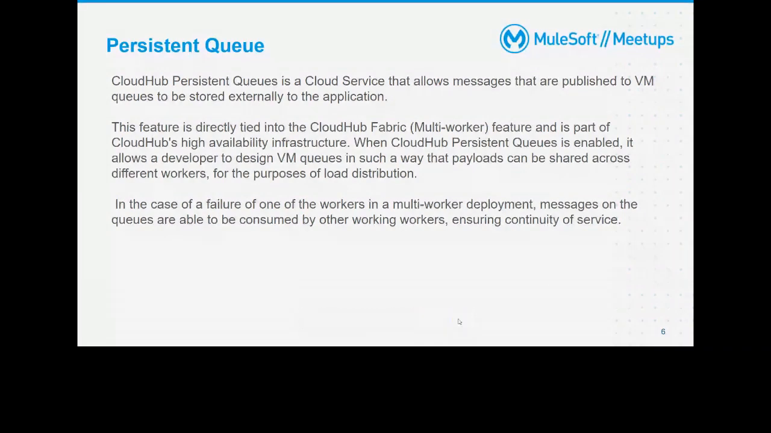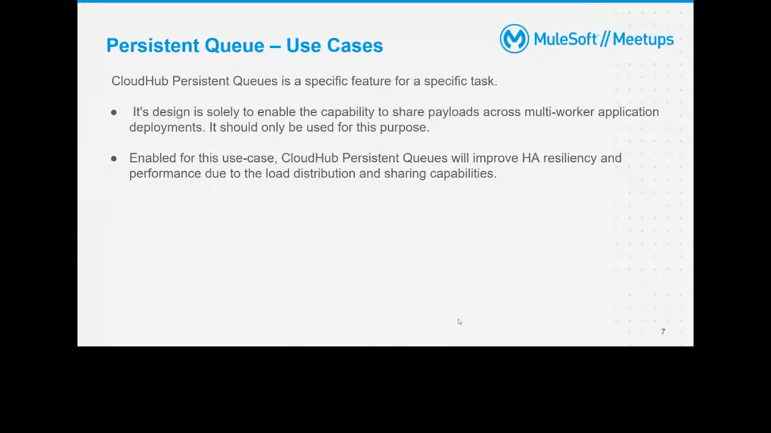Let me go to the persistent queue, where we can use the persistent queue. What are the different use cases? Basically, as I mentioned, when you want to do workload distribution in a multi-worker environment, you can make use of this persistent queue. Also, if you want to enable high resiliency or high availability, or enable performance due to load distribution and sharing capabilities. So the persistent queue will improve the high availability, resiliency, and the performance due to load distribution and the sharing capabilities.